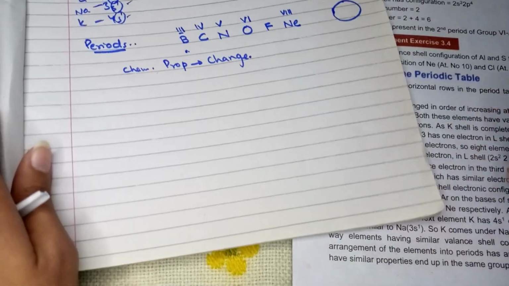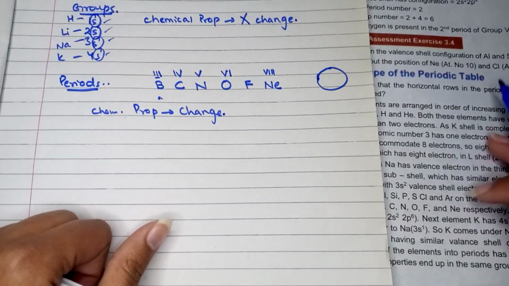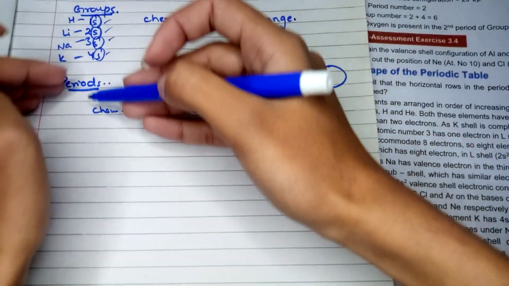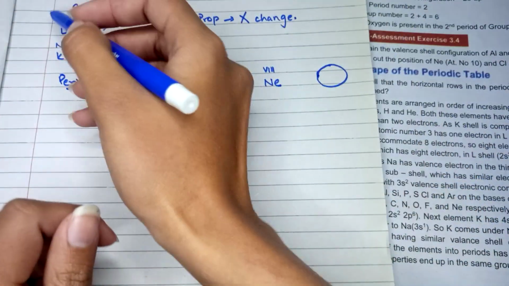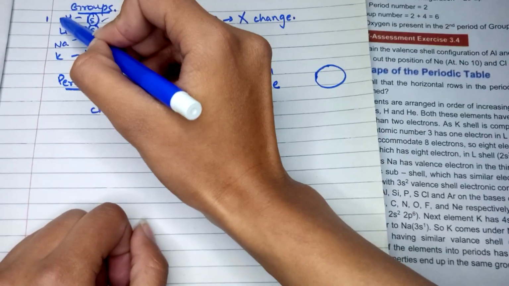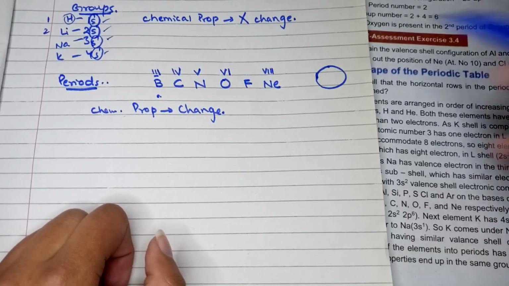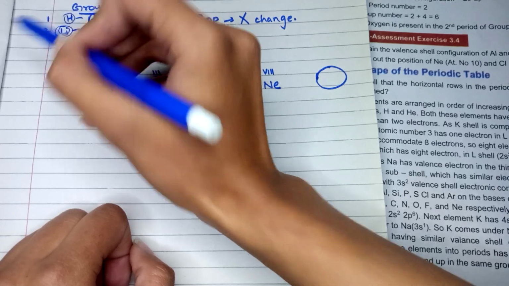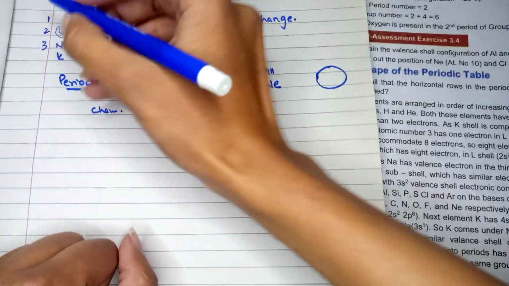First, let us see this in the group. When we move from top to bottom in a group, the number of shells is added, because the period number is changing. This is the first period, so hydrogen would have only one shell. Lithium belongs to the second period, so it would have two shells. Then we have sodium, which belongs to the third period, so it would have three shells.